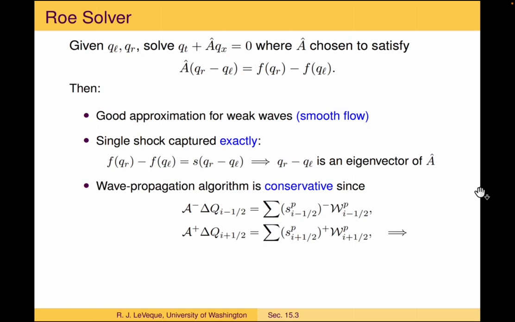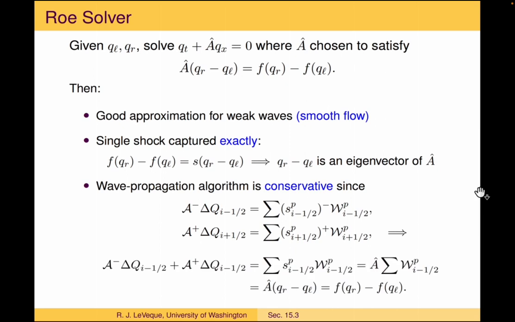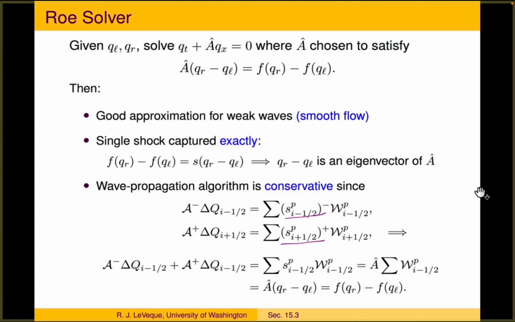Moreover, it turns out to be conservative. Of course, for a single shock, if it's going to capture it exactly, it's being conservative there. But more generally, we define the fluctuations to be the sum of the negative part of the speed times the wave, and the positive part of the speed times the wave. Adding the negative part of s to the positive part of s just gives us the total s. So we end up with just the total of s times W.